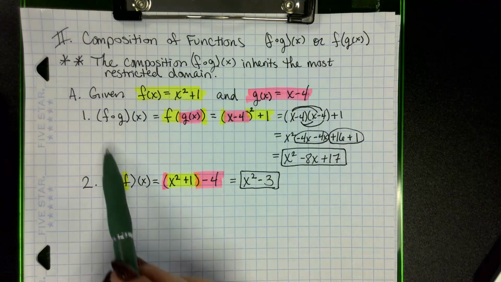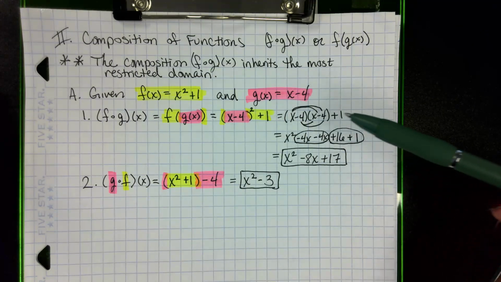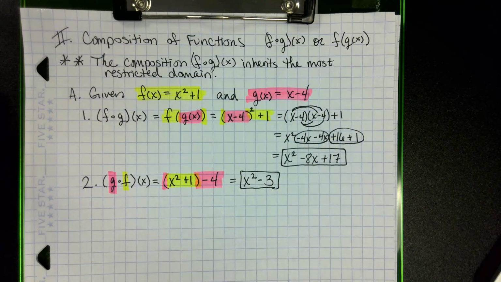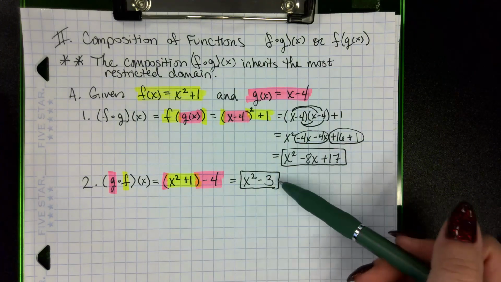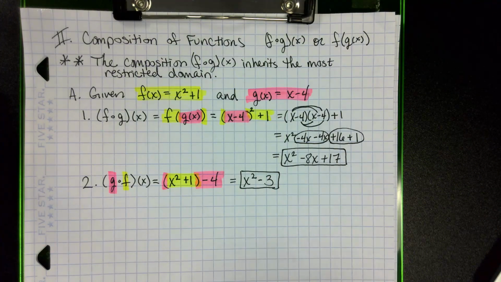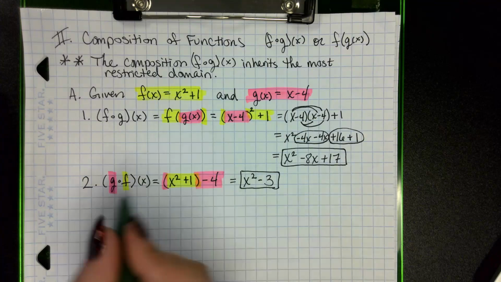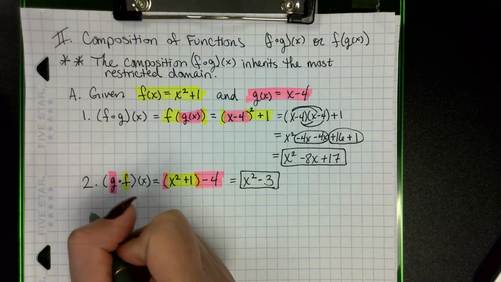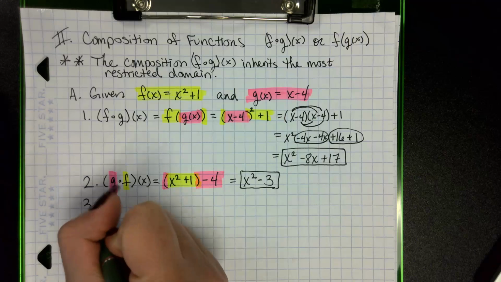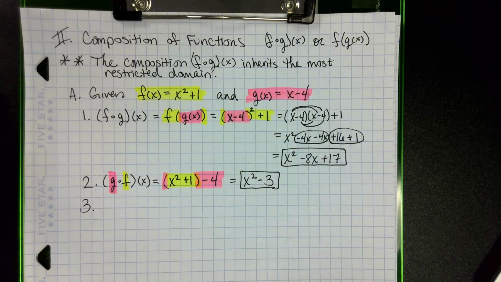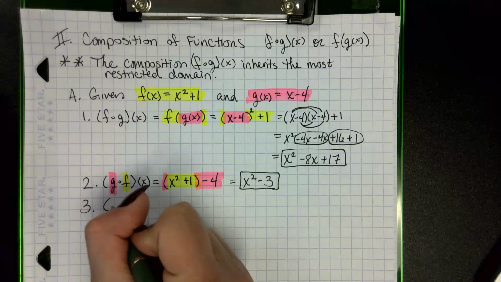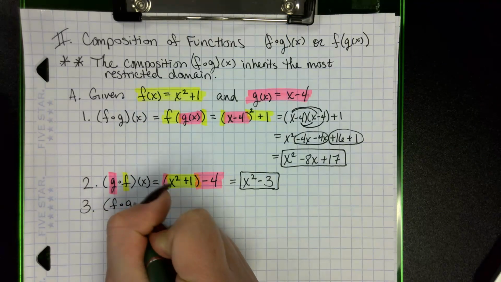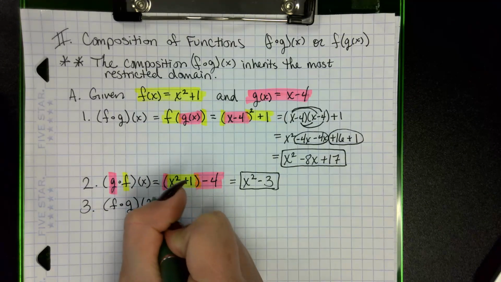So the order that you work with your functions, f of g or g of f, matters. It was the same two functions, but not in the same order, and it gave you very different compositions. Then we do number 3. Is f of g of 2.